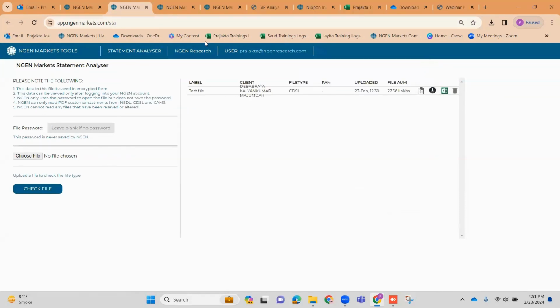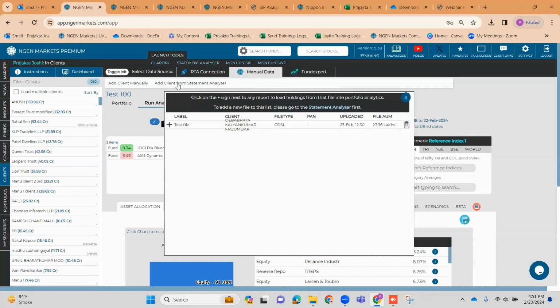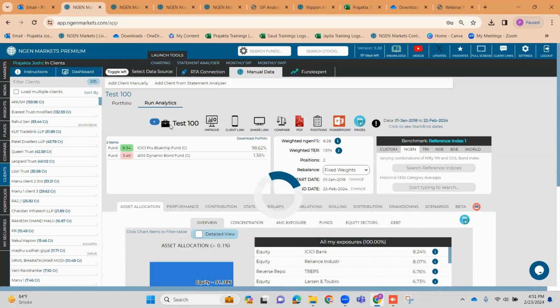Once you have it here on the right hand side, go back. Now, because you're going to add it from statement analyzer, choose this add client from statement analyzer. Click on this. You will see a list of all the clients whose ECAS statements you have onboarded. You click on load holdings from this file.